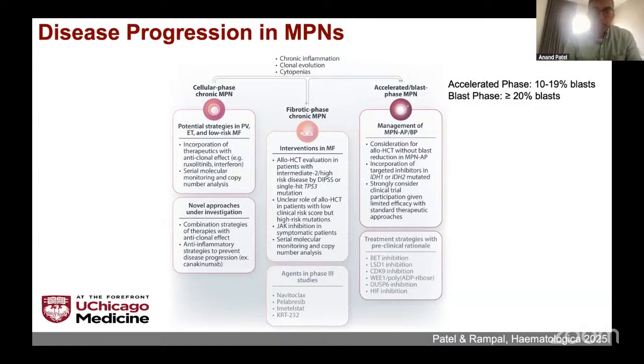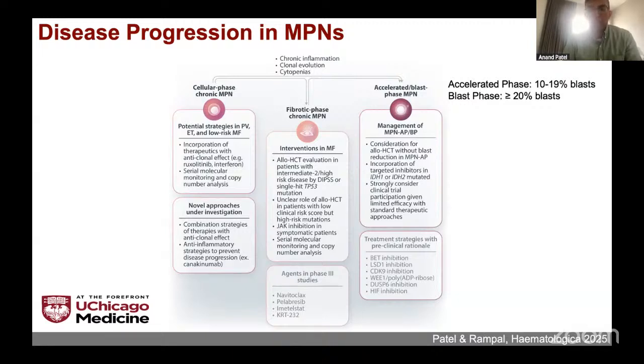And really, in those patients, the question you have to ask is whether the disease is high risk enough that we need to be thinking about an allogeneic transplant to try and cure the disease. And then in patients who have a large spleen or other symptoms, they may benefit from being on a JAK inhibitor. And then the last kind of bucket is accelerated or blast phase MPNs.